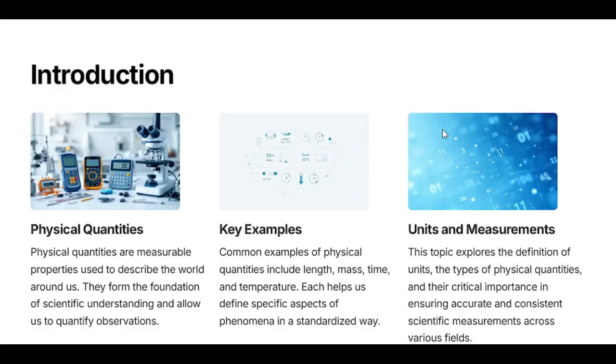Physical quantities are measurable properties used to describe the world around us, and they form the foundation for scientific understanding and allow us to quantify observations. There are basic physical quantities, and there are some that are derived from the basic ones. They call these the fundamental physical quantities, and the other ones they call the derived physical quantities. While we go through this lesson, we will understand these physical quantities properly.